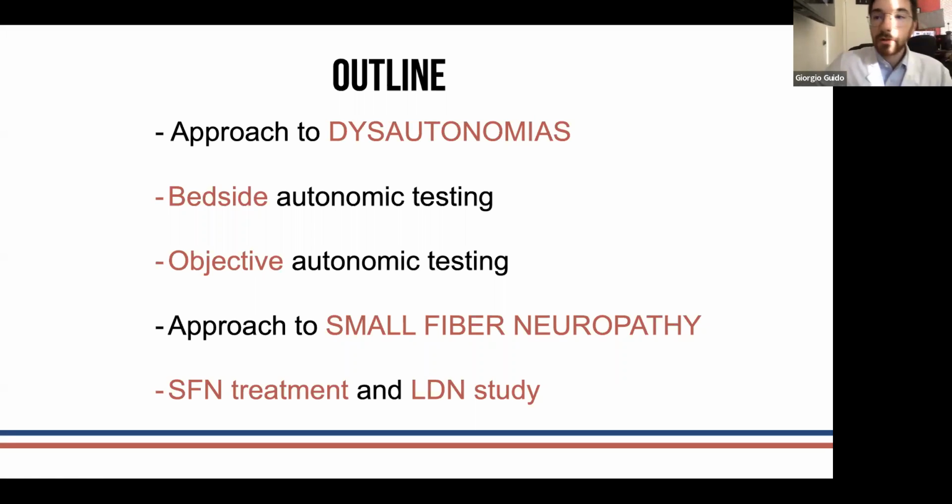I will talk about an approach to dysautonomias. Then I will talk about the bedside autonomic testing and the objective autonomic testing, and then about small fiber neuropathy, neuropathic pain treatment, and a study that we are doing right now.